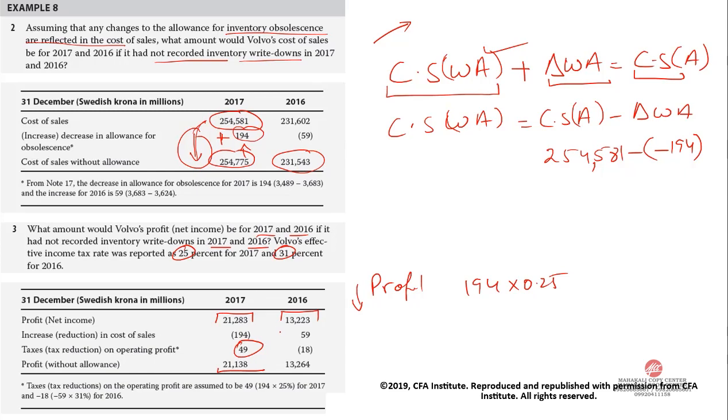Now in our second scenario, our cost of sales without allowance actually has gone down. So if our cost of sales has gone down, it is going to increase our profitability. If our profitability increases by 59, our taxes also increase. So 59 multiplied by 0.31 is going to give us the increase in taxes, that is 18.29, approximately 18 million. So our profit is 13264.